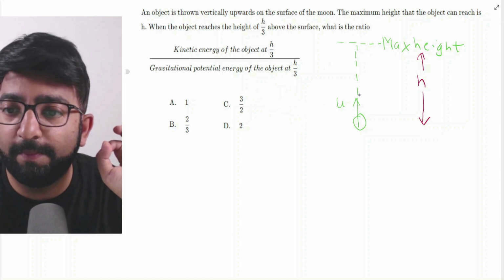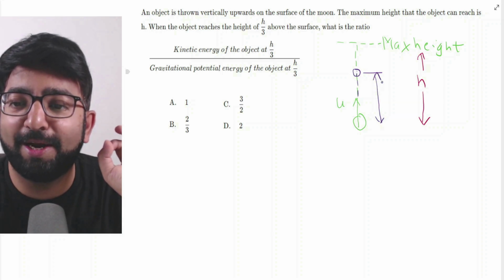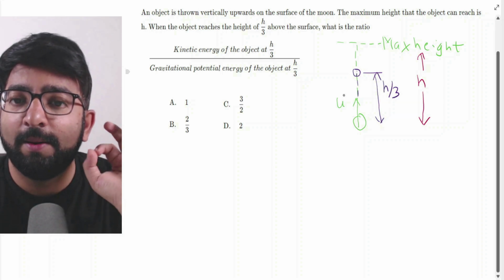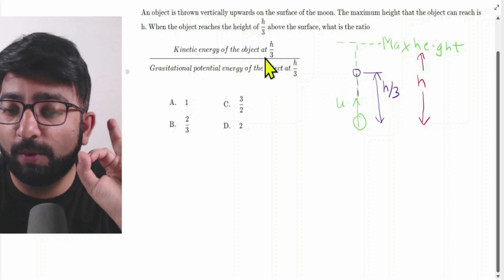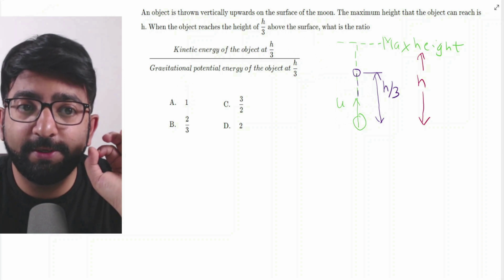So in the same diagram, let's say the object reaches this position. Consider this as h by 3. The diagram, of course, is not drawn to scale, but h by 3 is the height which they require. At this point, we have to figure out the ratio of kinetic and potential energy.